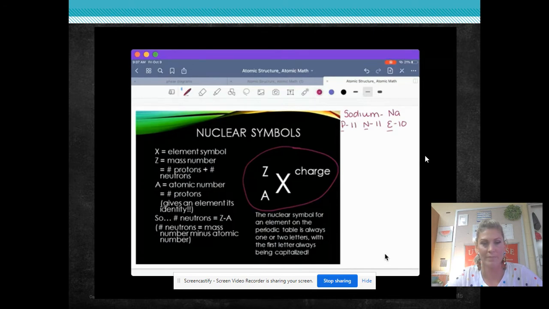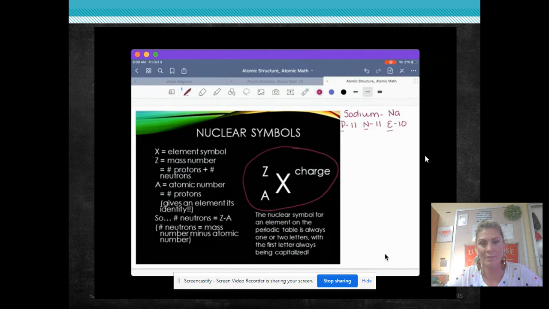All right, so the first thing we need to do is write it in the form that is shown below. So this layout here is how we represent atoms using the nuclear symbols. You can see here we have the X. That big X represents the elemental symbol. It's found on the periodic table. It is either a 2-letter or 1-letter symbol.